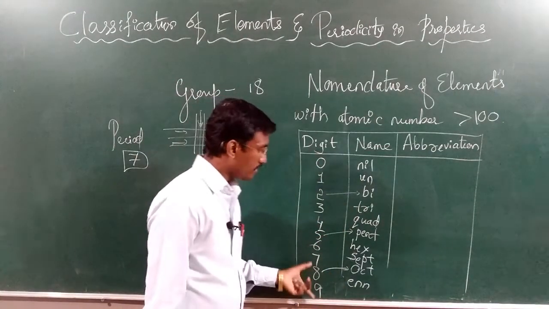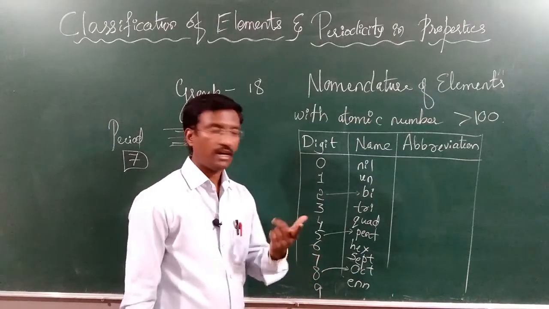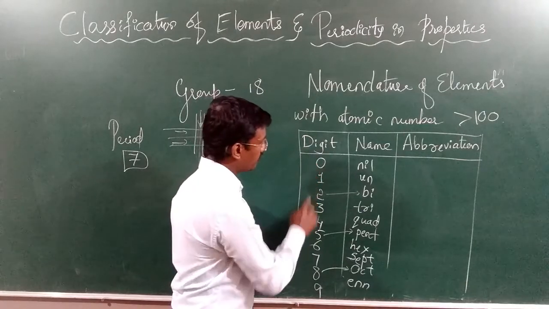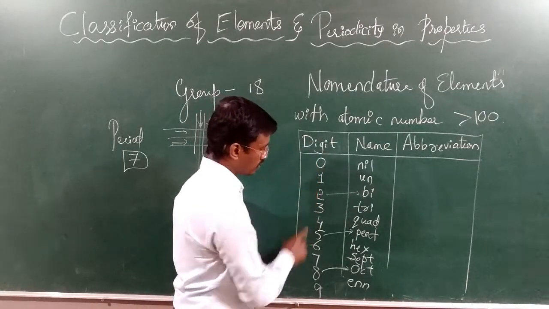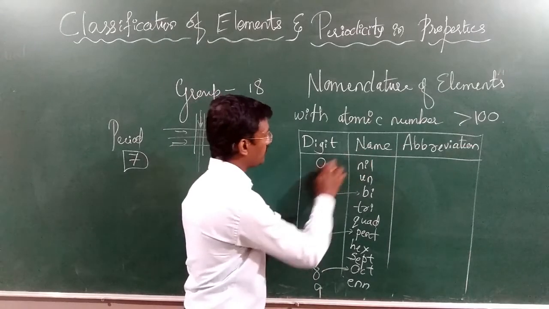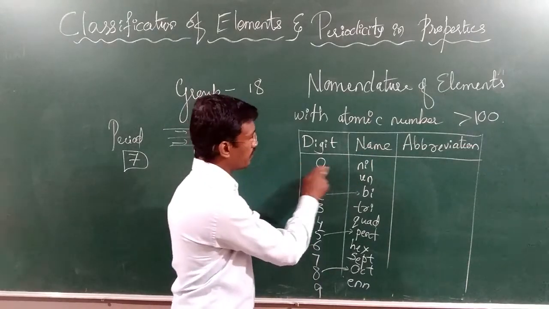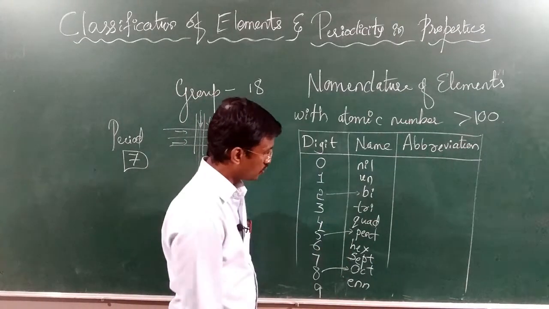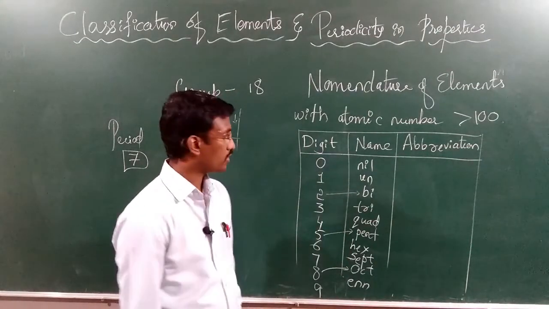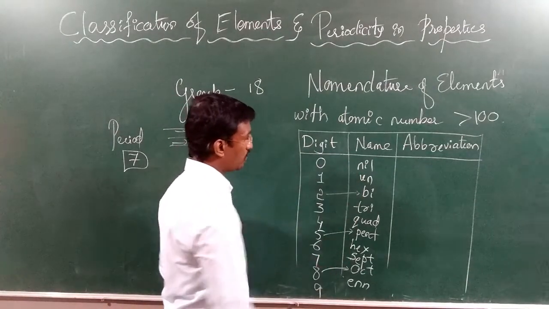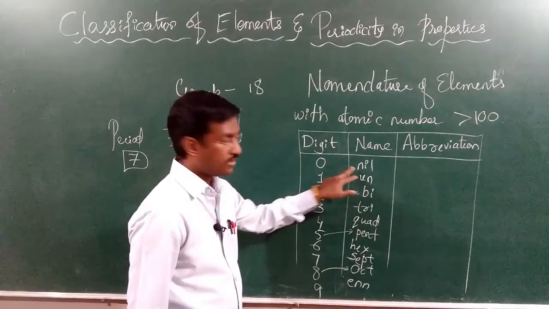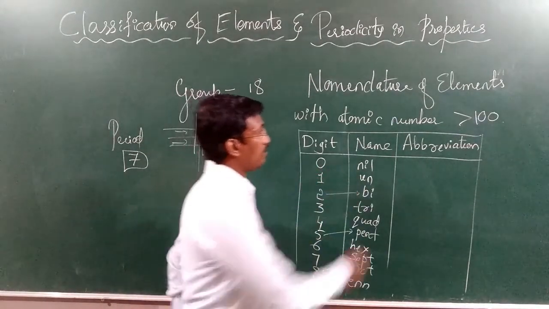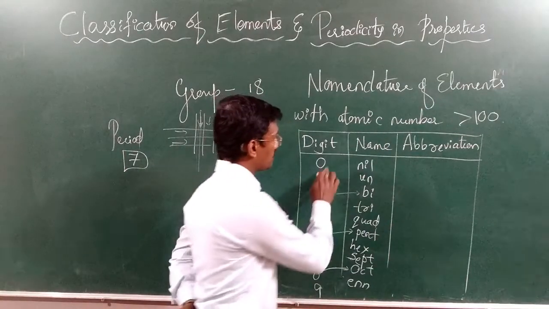You have to remember this chart to name elements having atomic number greater than 100. Look here, the first column is the digit 0, 1, 2, 3, 4 up to 9, and next is the name of each digit. For the digit 0 we call it nil, N-I-L. Everything is in small letters, the first letter should not be written in capital. Here, 0 means nil, 1 means un. The abbreviation is nothing but the short form.